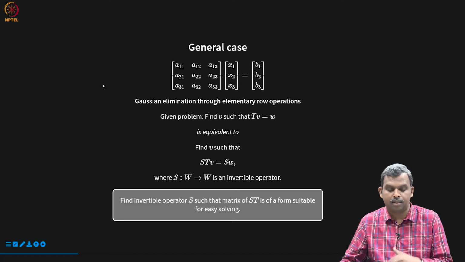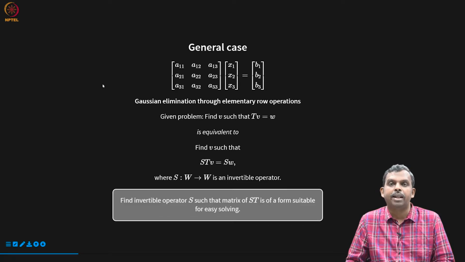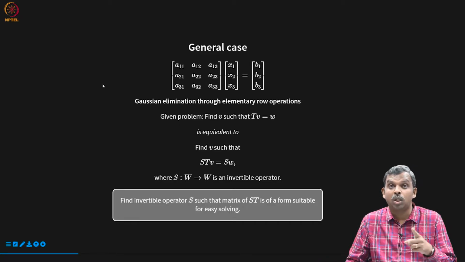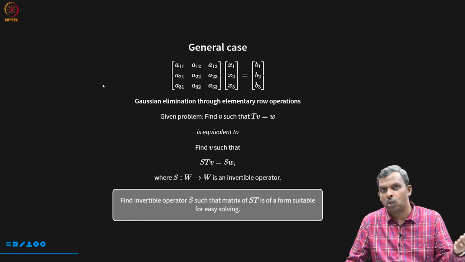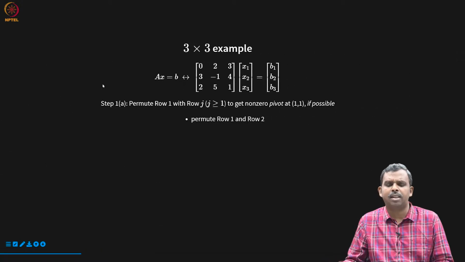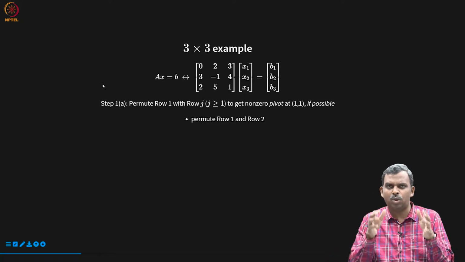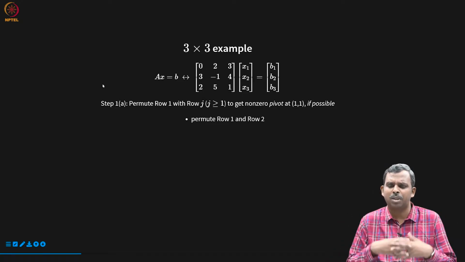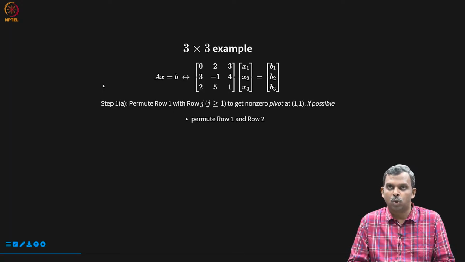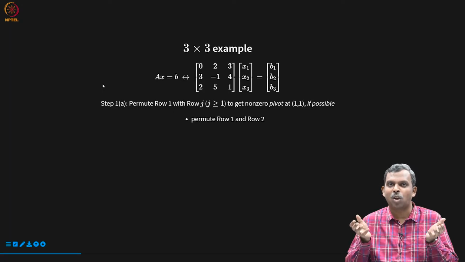All right. So that's the essential idea behind row operations: finding the invertible operator S so that ST is of a form suitable for easy solving. So how do you go about finding this operator S? You don't find it in one go. You do it in multiple steps, slowly. Okay. So I'll show you how this is done. So once again, I will illustrate it with an example. One example is good enough. Many of you might be already familiar with this, but let's go through this one example and look at it from this operator point of view.